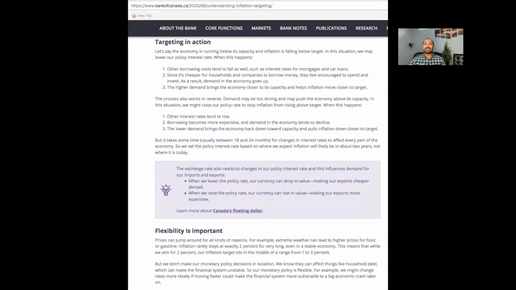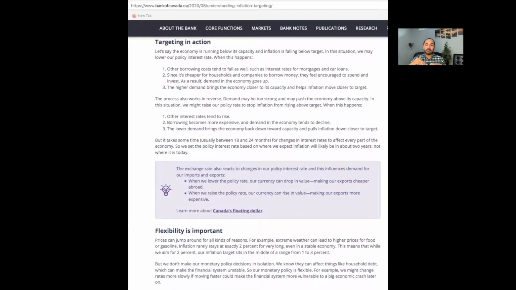As I said, one of the main responsibilities of Bank of Canada is to create monetary policy that controls the inflation in the country. Now, inflation has different levels. The optimal target for inflation is 2%, right? If the inflation level is below 2%, that's also bad. If it is above 2%, that's also bad.